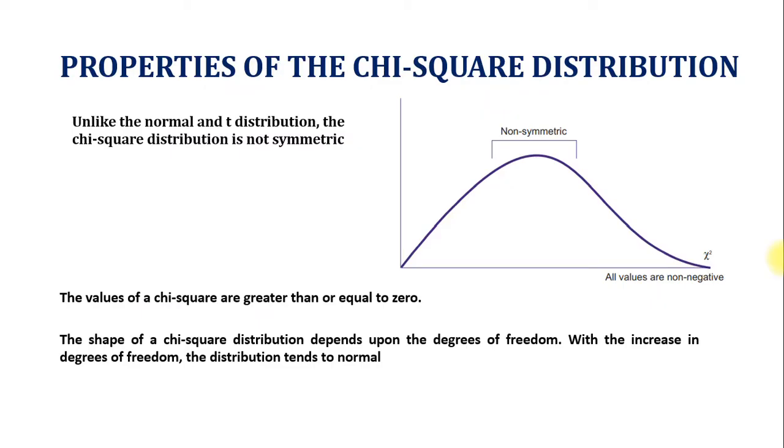Properties of chi-square distribution. Unlike the normal and T distribution, this chi-square distribution is non-symmetric. This is not normal, and therefore it is known as a non-parametric test. The values of chi-square are always greater than or equal to 0, and the shape of chi-square distribution depends upon the degrees of freedom. With the increase in the degrees of freedom, the distribution tends to become normal, and that is the characteristic of chi-square.